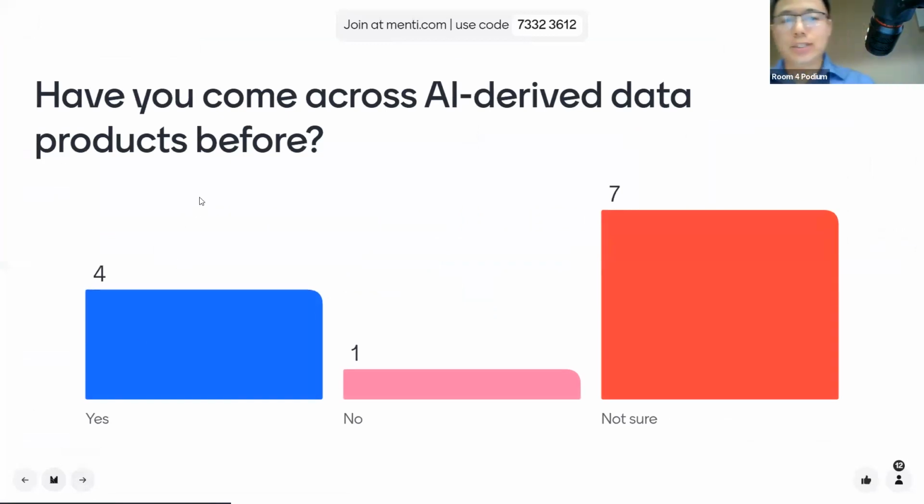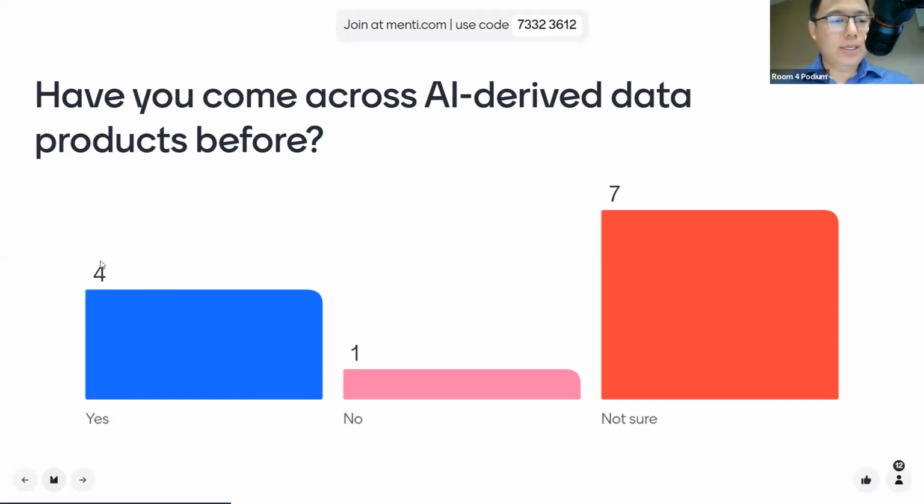Okay, so the first question is, have you come across AI-derived data products before? It means, have you used data that was actually generated by AI technology? You could include ChatGPT or large language model service results. That's kind of like AI-generated data products, well, services. But have you come across Earth data products before?